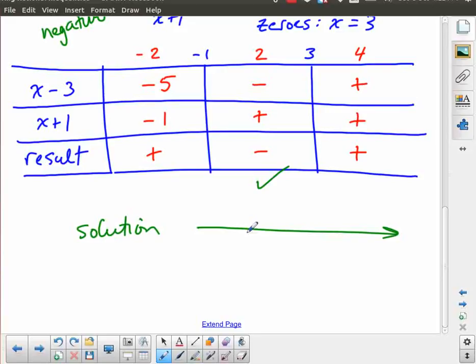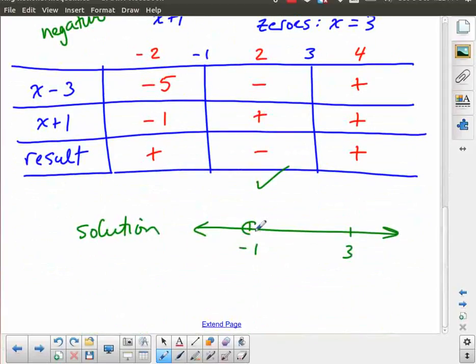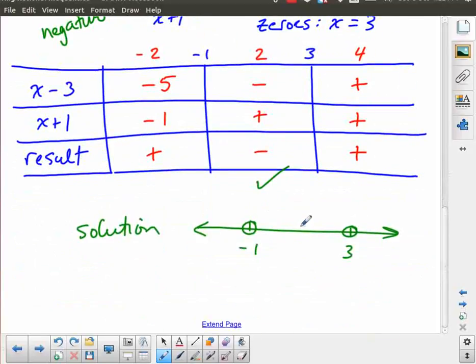Let me just show you that on the number line. -1 to 3. Does it include -1 or 3? It does not. So it's an open circle here and an open circle here. And normally I would just say, okay, connect those together. But I can't do that, and the reason why I can't do that is because I have a hole at x equals 1. And so I also have to mark 1 on here and put a hole there. So my solution ends up being from here to here, and then from here over to here.